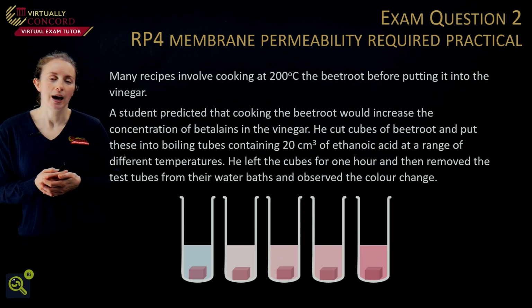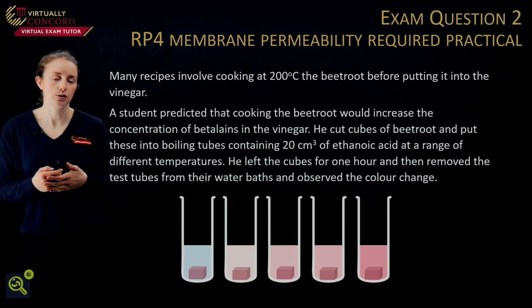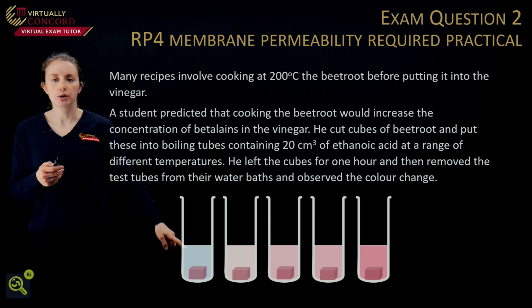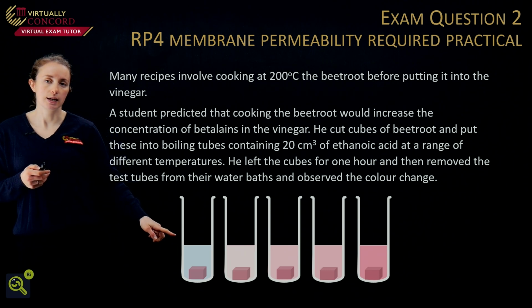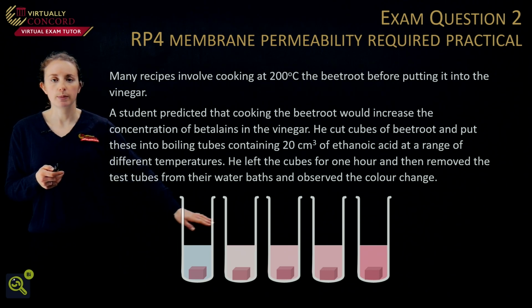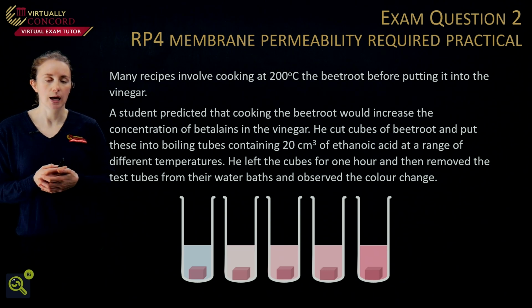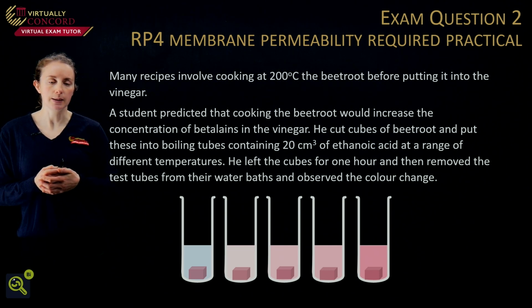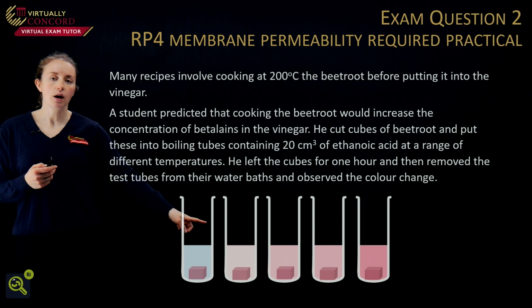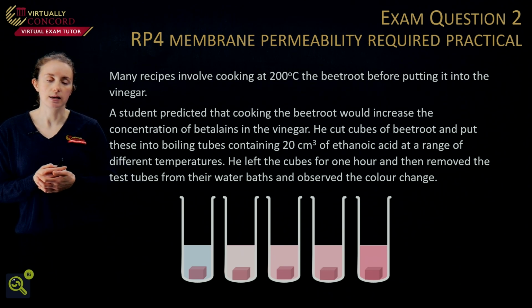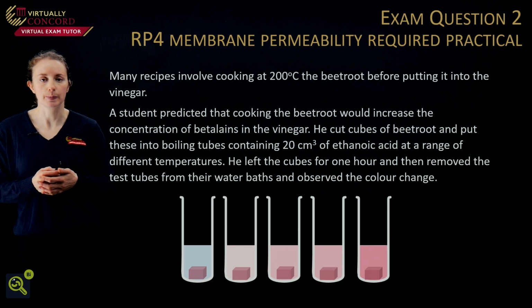What you're asked about is how you could accurately determine the concentration of pigments within a solution. And in this case, the student has taken cubes of beetroot, they've submerged them into ethanoic acid as before, but in this case, they've put them into a range of different water baths at different temperatures to determine the effect of temperature on that membrane permeability. And they're looking at the colour of the solutions after a period of time in order to determine the pigment concentration within the solution.